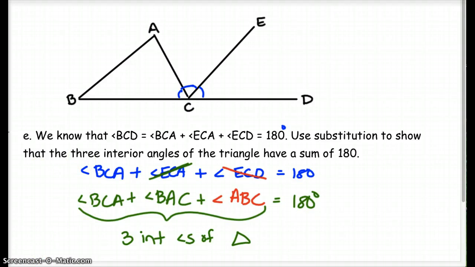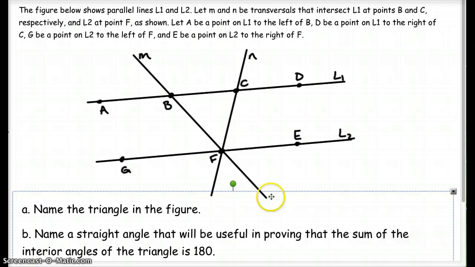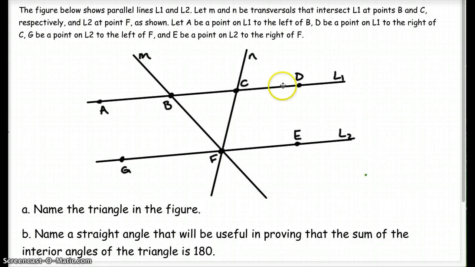Okay, so over on the last page, we have this diagram here, and we will be using it for the problems below. Part A, name a triangle in the figure. There's only one triangle right here, BCF. Part B, name a straight angle that would be useful in proving that they add up to 180. And that would be this one right here, angle GFE.